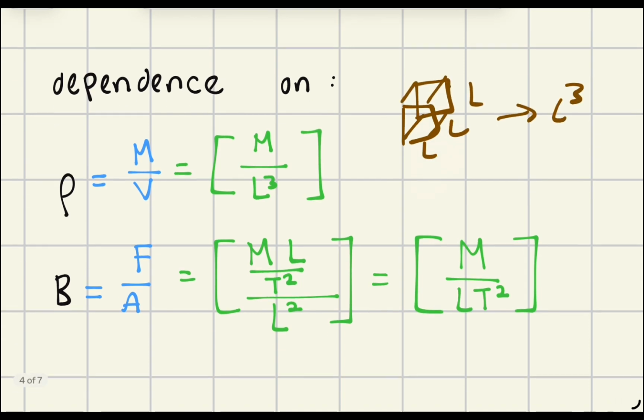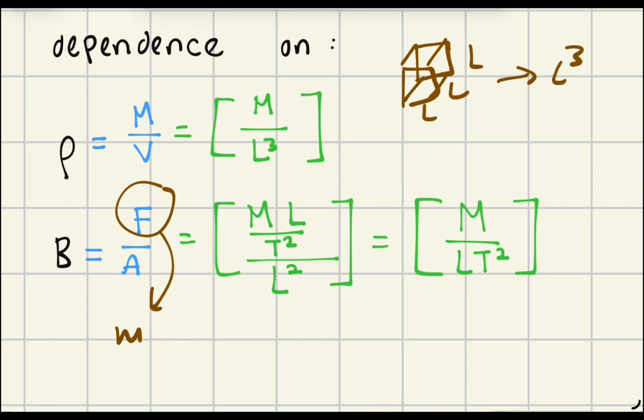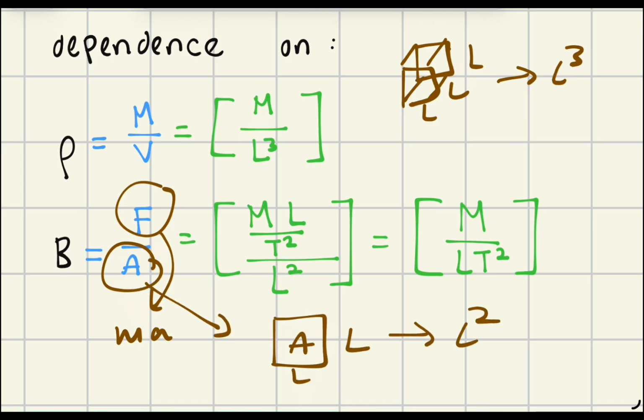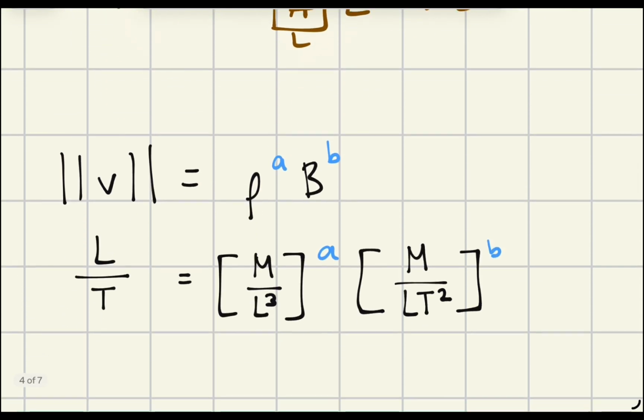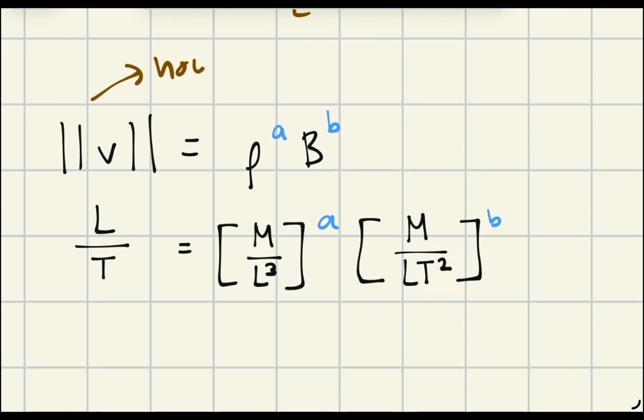So now we have F over A. We can think of this as mass times acceleration. We know that mass is just m, and acceleration is L over t squared. And then we have area, which is just L squared. So we have mL over t squared over L squared, which is going to be equal to m over L t squared. So now we do the same thing as we did before.